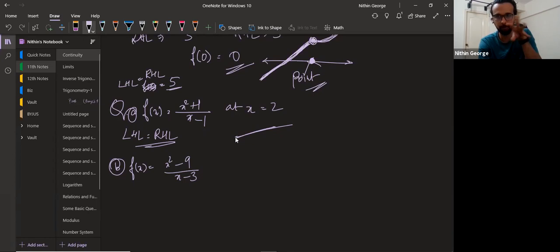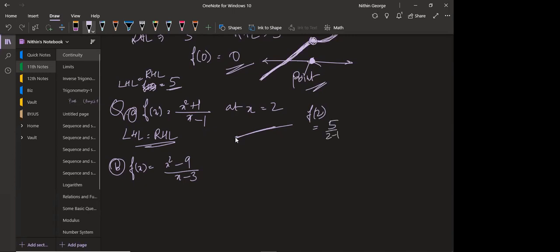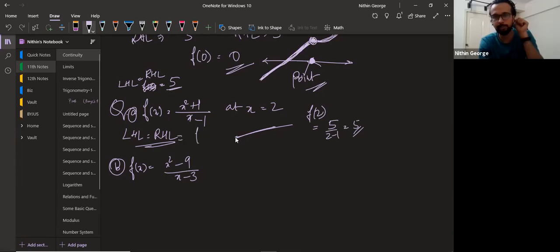When you put a value close to 2, are you getting an indeterminate form is what you're checking. You found that it's not an indeterminate form. You'll find that LHL and RHL take the same value, which is 5. Now, what is f of 2? Again, same thing. 5 by 2 minus 1, which is 5 again. So here you will say this is f of 2. Now, this is continuous at x equal to 2.